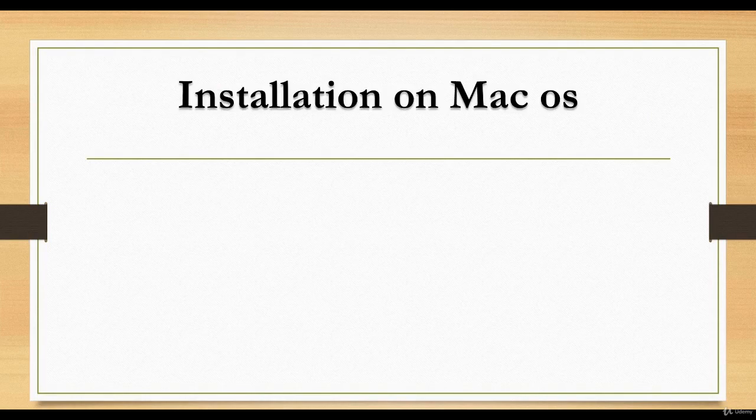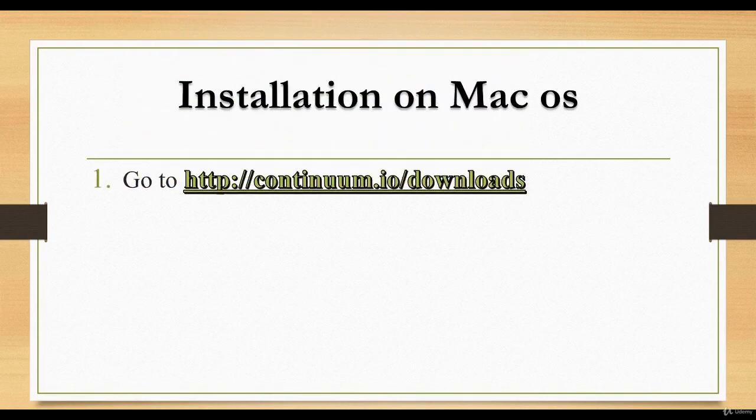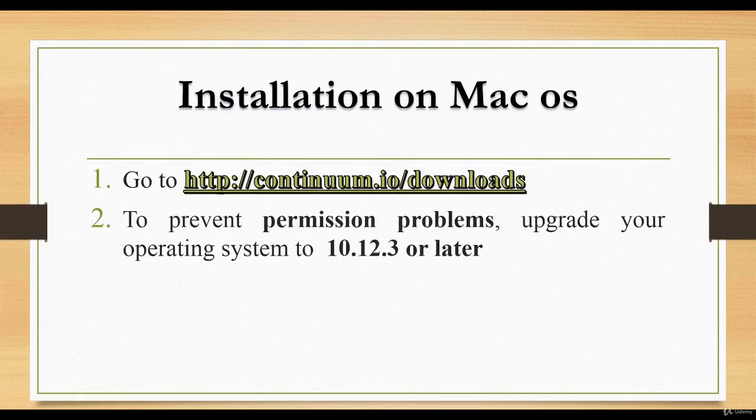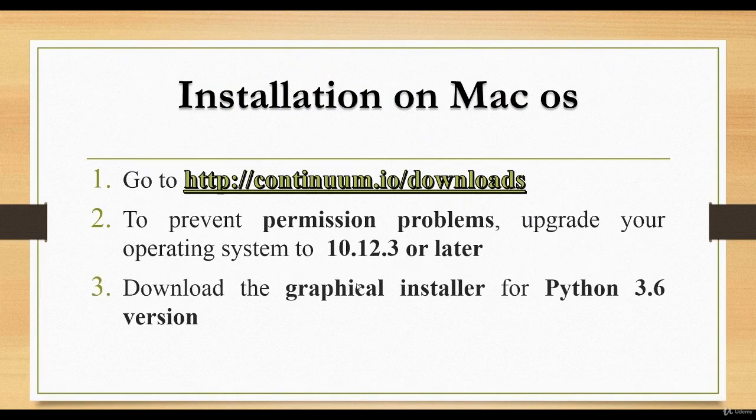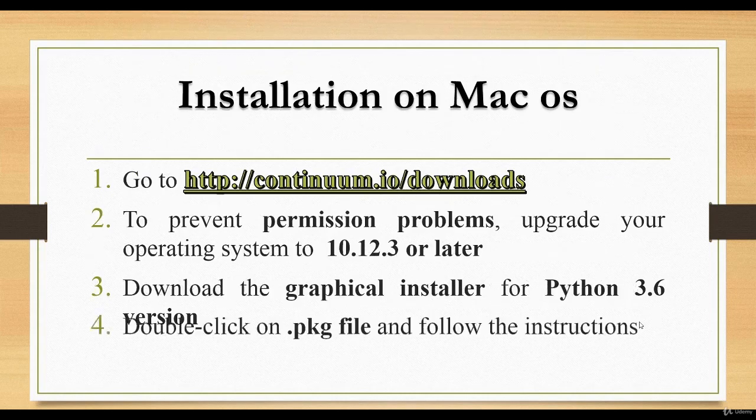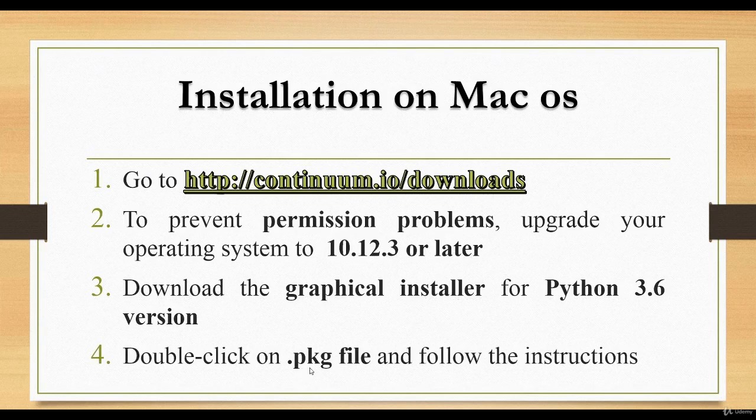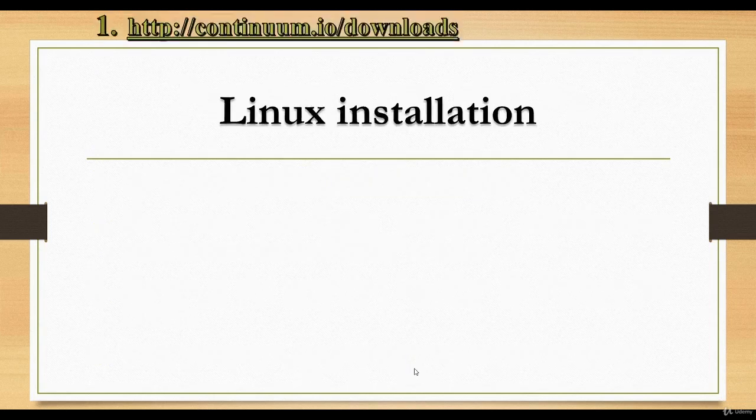Installation on Mac OS. Go to this website. To prevent permission problems, upgrade your operating system to 10.12.3 or later. Download the graphical installer for Python 3.6. Double click on the .pkg file and follow the on-screen instructions.